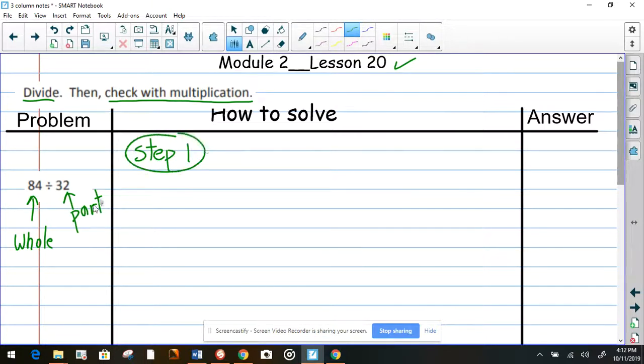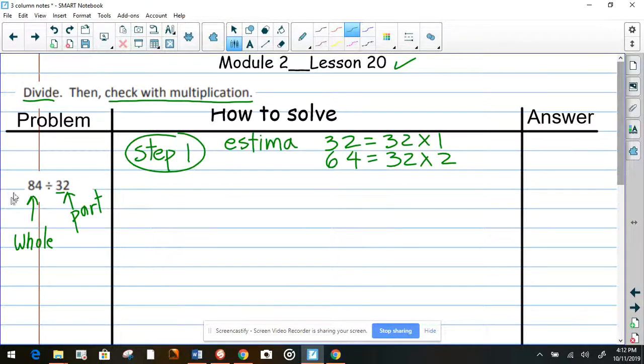Step 1 says you have to estimate. So we're going to estimate, and I'm just going to write the word estimate. How many times can the 32 go into 84? So we're going to do multiples of that. 32 equals 32 times 1. If we double this, 32 times 2, which will be 64.